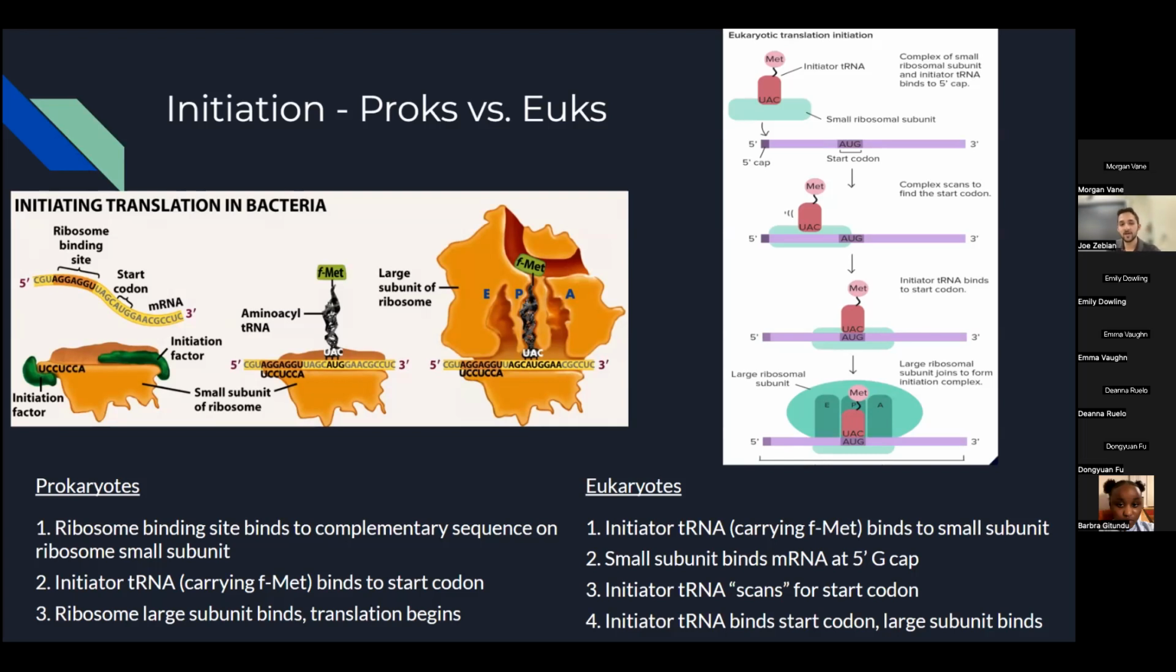In eukaryotes, it's a little different. The initiator tRNA, carrying the formal methionine, binds the small subunit. The small subunit binds mRNA at the 5' guanine cap. The initiator tRNA scans for the start codon, and then once it's got it, the large subunit binds to that, and then translation begins.